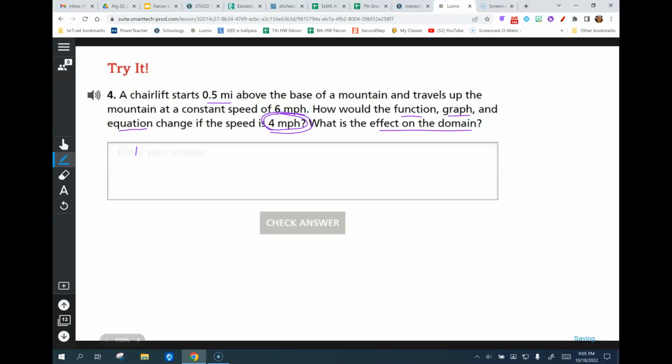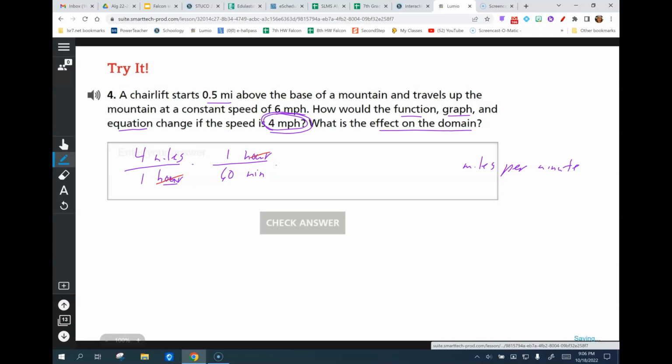So 4 miles per hour. So we're going to have 4 miles per 1 hour, and we're going to convert that. The way we do it is we have to get rid of hours, so we have to be able to cancel those out. And we want to end up with miles per minute at the end. So how many hours per minute? Nope, 1 hour per 60 minutes. So my hours will cancel out, and that's the reason I know I did it right. Then I get 4 miles per 60 minutes, which reduces down to 1/15 miles per minute. That's going to be our slope.